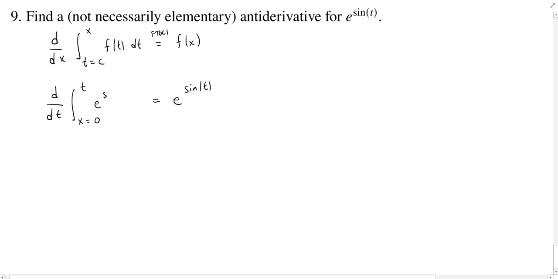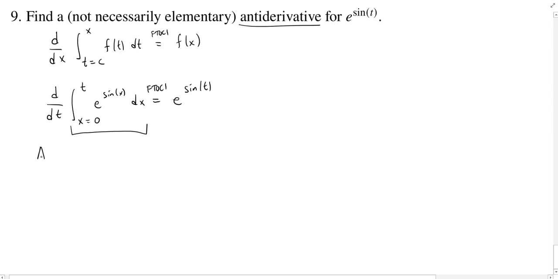Well, it'll just be e to the sine of x, and we integrate it with respect to x. So the first fundamental theorem of calculus tells us that if I differentiate with respect to t the integral from 0 to t of e to the sine of x dx, I get e to the sine of t. And this is what you're looking for when you want an antiderivative. I have a function whose derivative is e to the sine of t. So this is our answer.